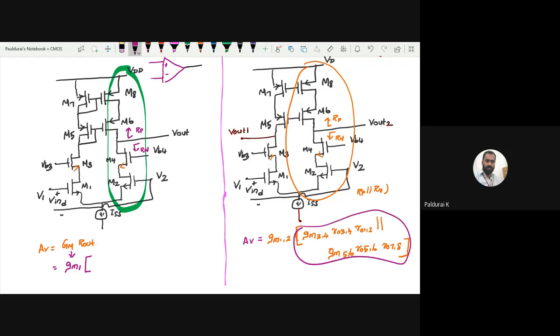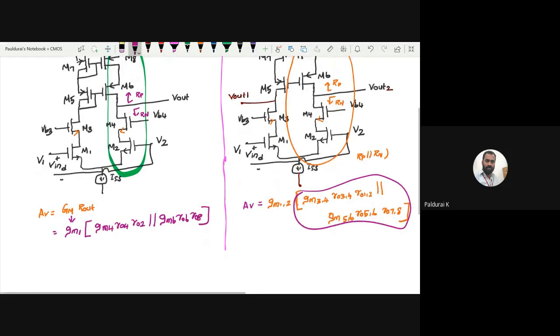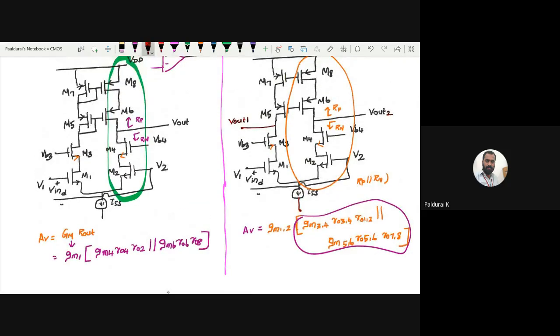So there is no change in the voltage gain formula for fully differential as well as single-ended op-amp. That is the beauty that we already discussed. So now let me write that formula for one side alone this time. Output resistance is gm4 ro4 ro2 parallel with gm6 ro6 ro8. Simply I have written; you can write the full formula, but this is enough. Now coming to the voltage swing. What is the advantage I have told here? For that you want to find the voltage swing.